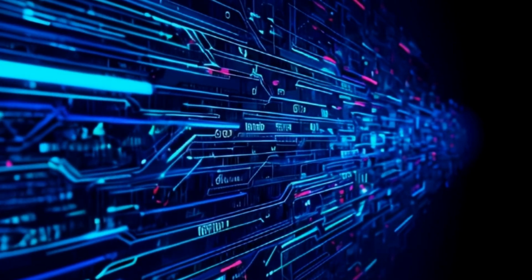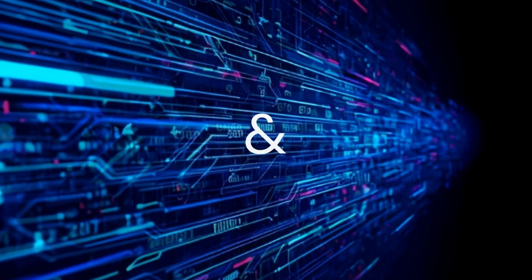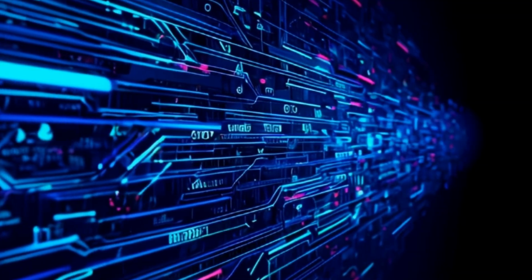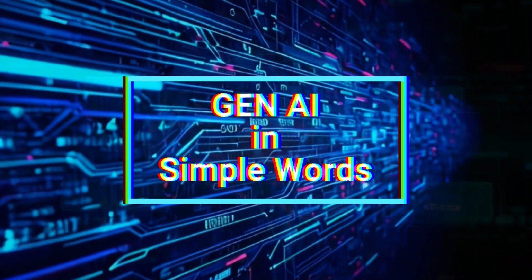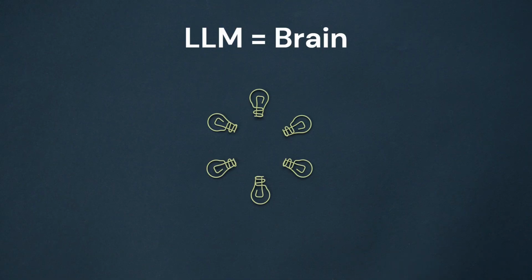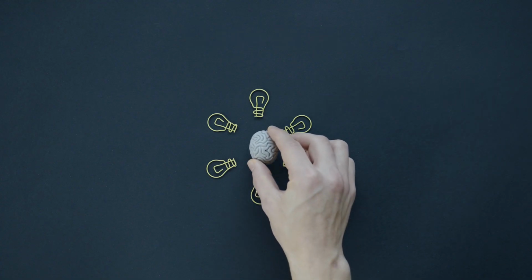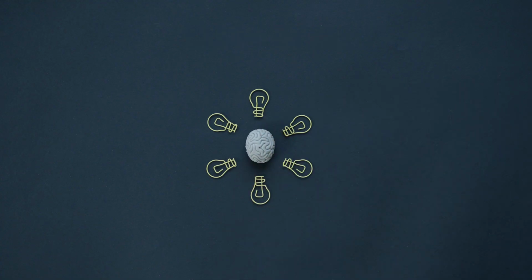Heard the buzzwords, LLMs, RAG, and agents, but what do they actually mean? Give me 2 minutes and I'll explain how generative AI really works in plain English. First, we have the LLM, or large language model. Think of it as a super smart brain that's read the entire internet. You ask it a question, it answers based on what it already knows.